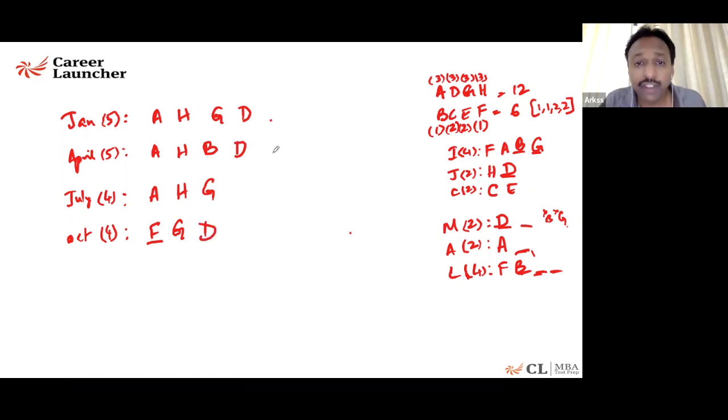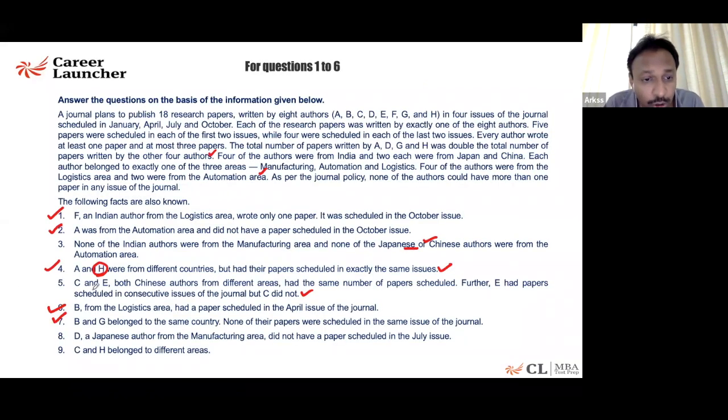Now, just think about it. We have only 4 more places to go. Remember, there are 5, 5, 4, and 4. Who are the 2 people? C and E. Now, one more thing we understood.